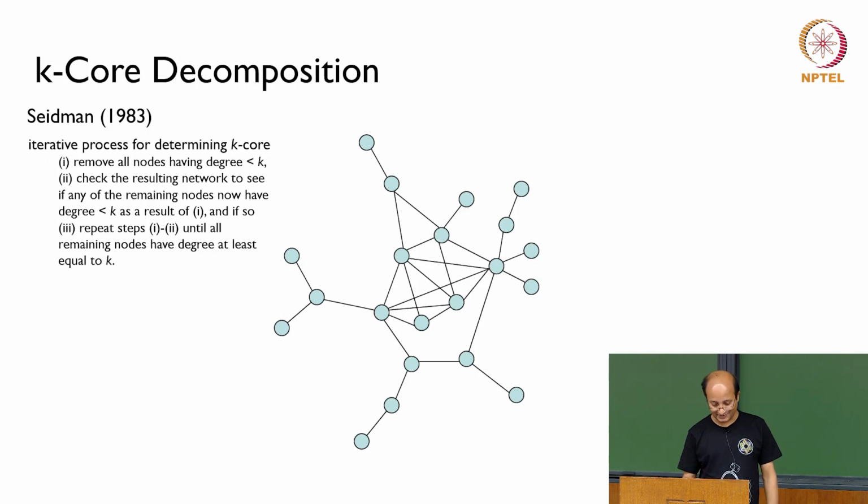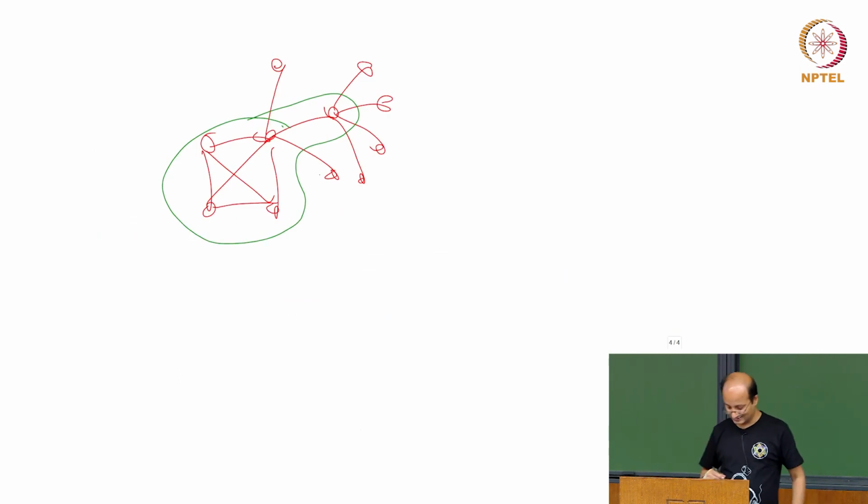After you have done that, you check the resulting network to see if any of the remaining nodes have now become less than k, and then you remove them also, and you keep repeating this until you find that all remaining nodes have degree at least equal to k. So let's look at this.